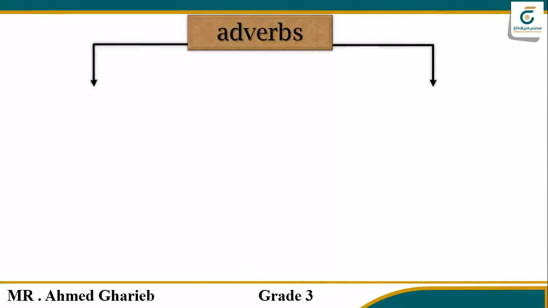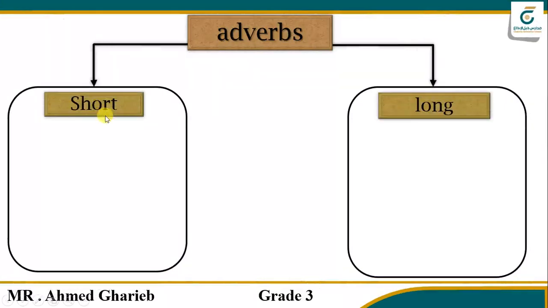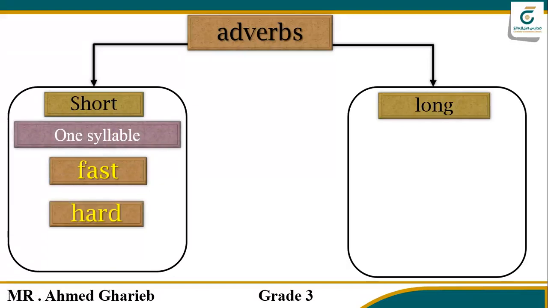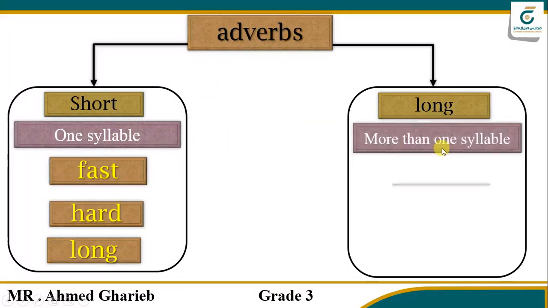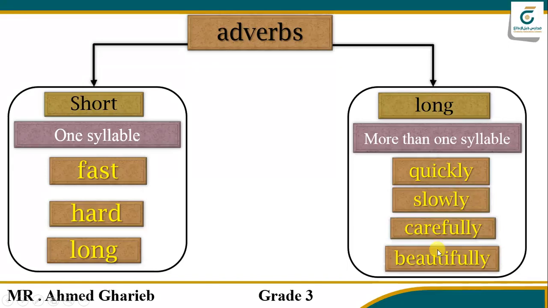Now, let's divide adverbs into two teams. Short and long. The short adverb contains just one syllable: fast, hard, and long. And the long adverb contains more than one syllable. For example, quickly, slowly, carefully, and beautifully. As you see, all of them end in ly.